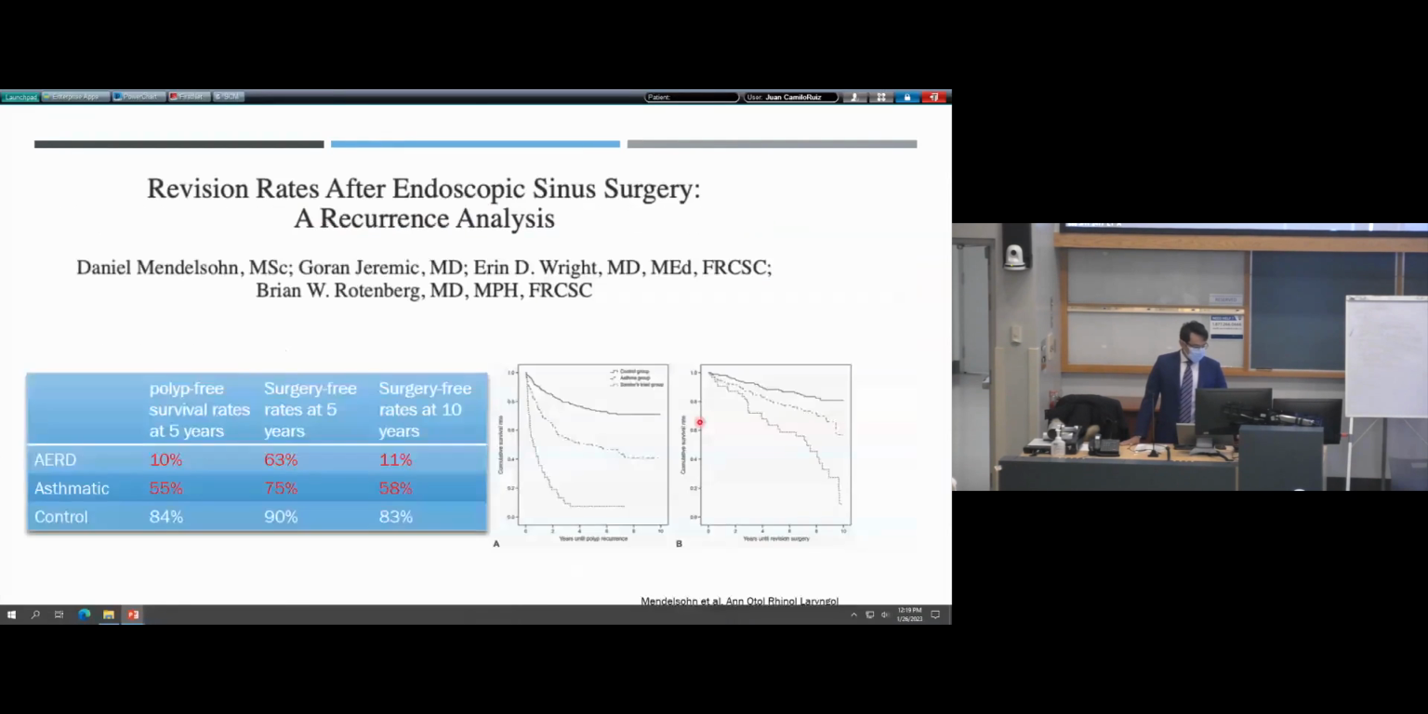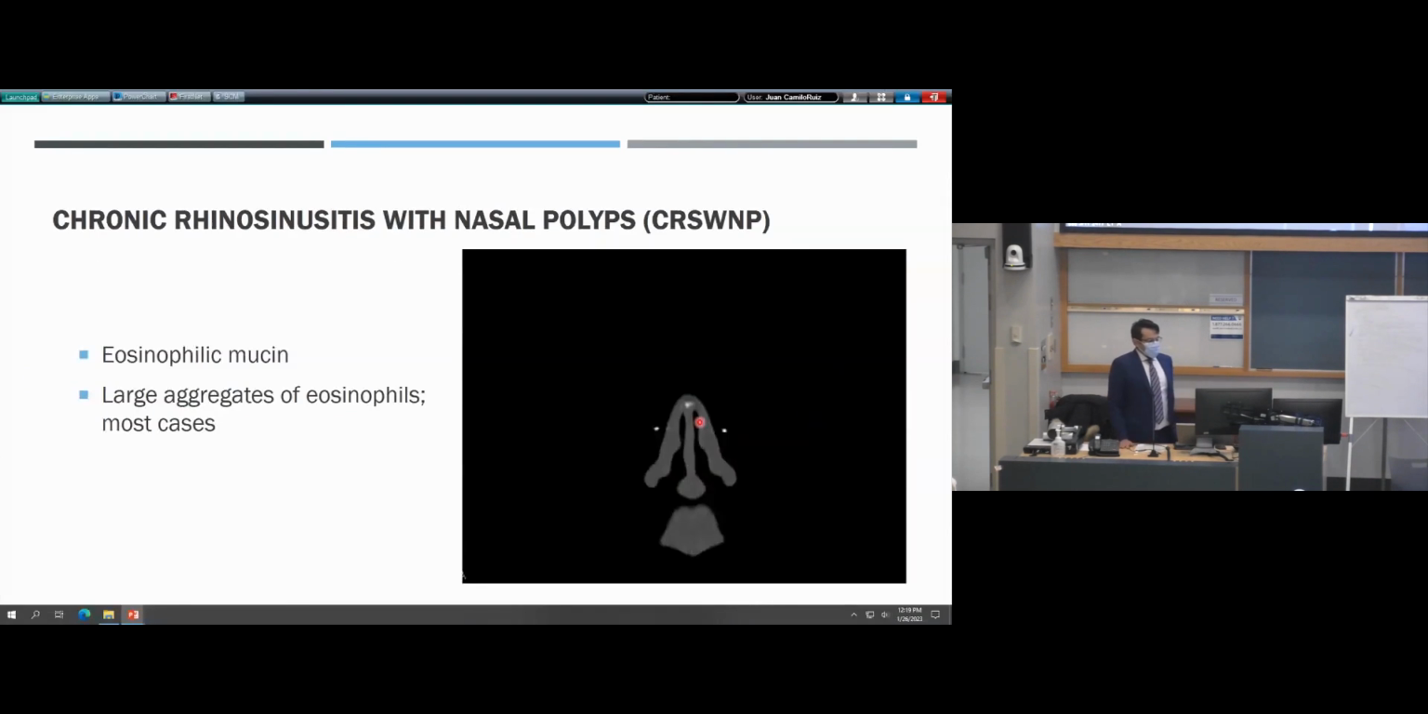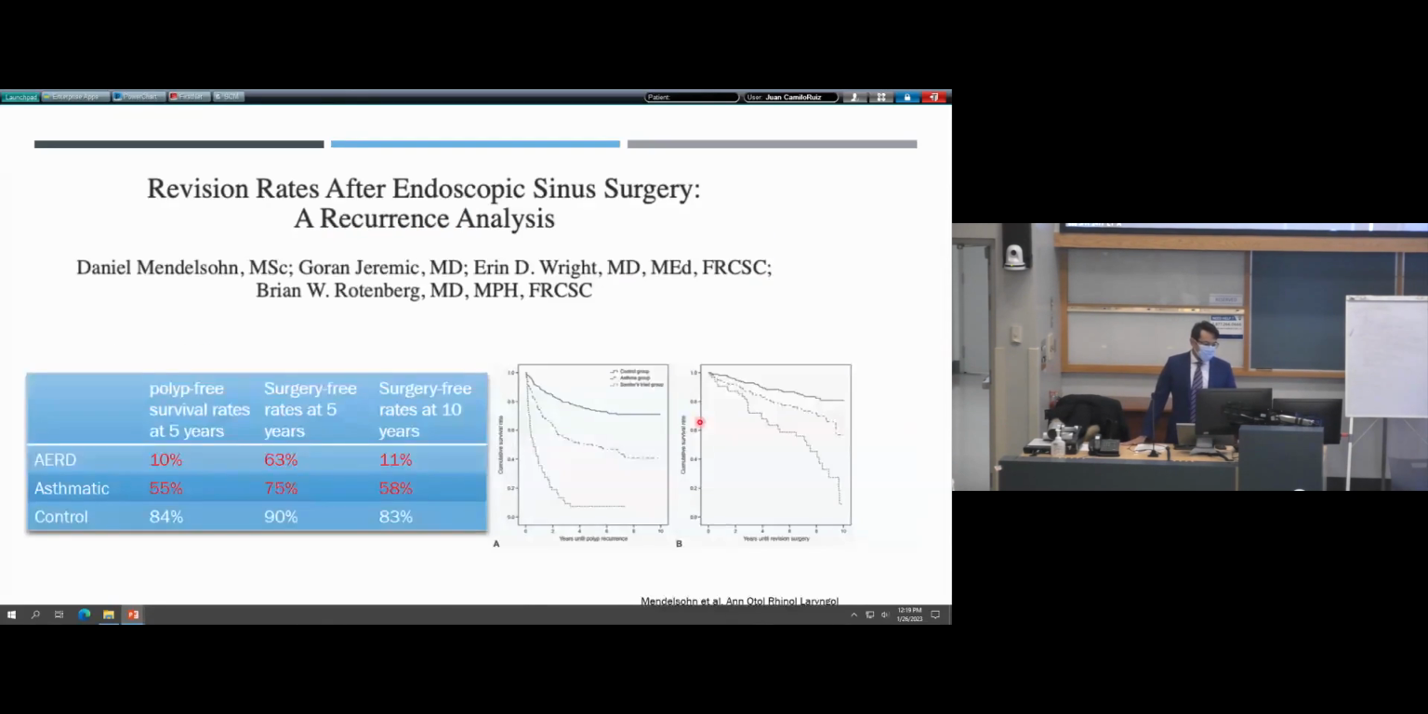Okay. Anyways, on CT scan, you can see increased polyposis as well on the sinuses, increased eosinophilic mucin, which is a thick green mucus that gets accumulated in the sinuses. Looks like peanut butter. It's kind of gross, actually. And when you look at it under the microscope, there's a ton of eosinophils.